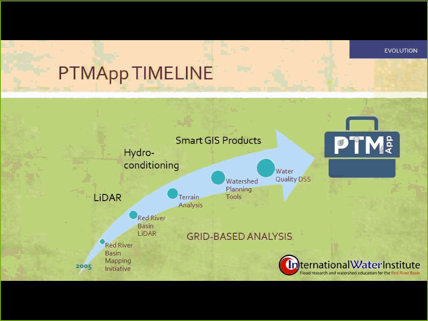The funding, of course, for the Red River Basin Mapping Initiative, there are 15. But this is a public investment. Everything we're going to do here, from the LiDAR project to the terrain analysis, once we had the LiDAR data, we did something we call Watershed planning tools, which help local practitioners develop flood damage reduction scenarios, develop projects, and go through the permitting process. But they're all online tools.